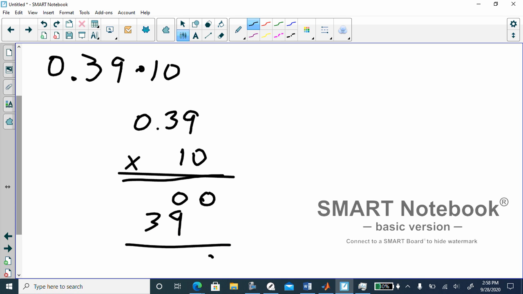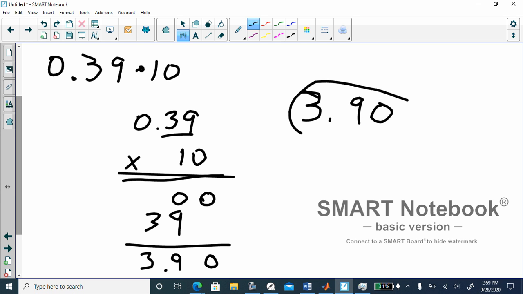Add the columns, and we have 2 digits to the right of the decimal in our multiplication, so our answer has 2 digits to the right of the decimal. So we get 3.9 or 3.90. So it's just a matter of interpreting what's given and then performing the operation.